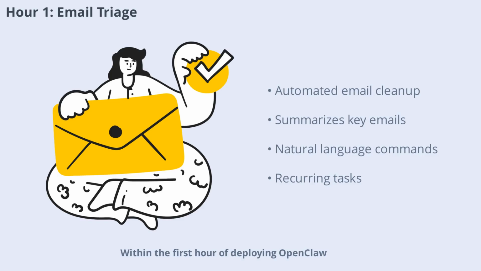Within the first hour of deploying OpenClaw, I connected my Gmail and sent a WhatsApp message: clean up my inbox, archive everything that's not actionable, summarize the important ones. OpenClaw processed hundreds of emails and sent me a neat summary. I then set up a weekly cron job to repeat this task every Sunday night. It was all done in natural language while I was out walking my dog. This level of automation immediately freed up my time and mental space.